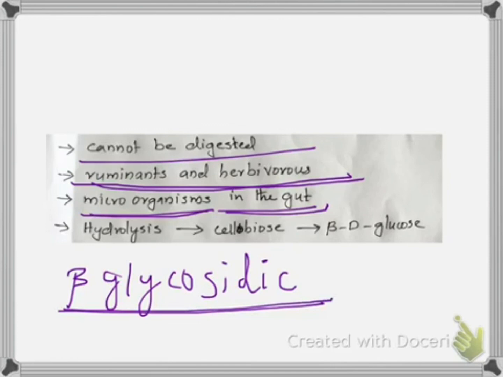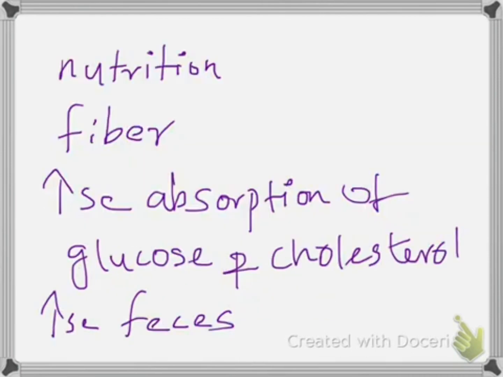Upon hydrolysis of cellulose, cellobiose, a disaccharide, is formed, which is then converted to beta-D glucose. Even though cellulose is not digested by the mammals, it has great importance in human nutrition. It is a major constituent of fiber.